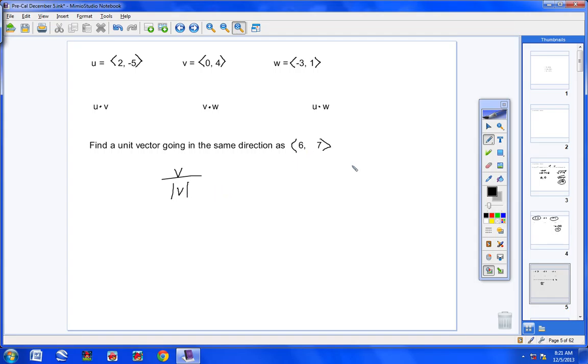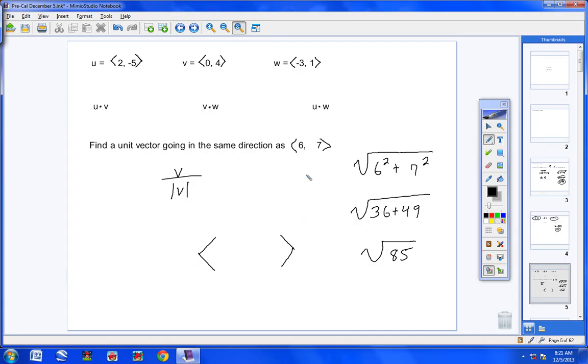So let's find the magnitude of this vector very quickly. We're going to square the 6, square the 7, and then add them and take the square root. That's Pythagorean's theorem. 36 plus 49, and that would be 85. So the square root of 85 is the magnitude of this vector. So what you do to find a unit vector going the same direction as this vector, you take each one of these numbers, and like the formula says, you divide it by the magnitude. So 6 over square root of 85, 7 over square root of 85. There, you just found a unit vector going the same direction as this vector.